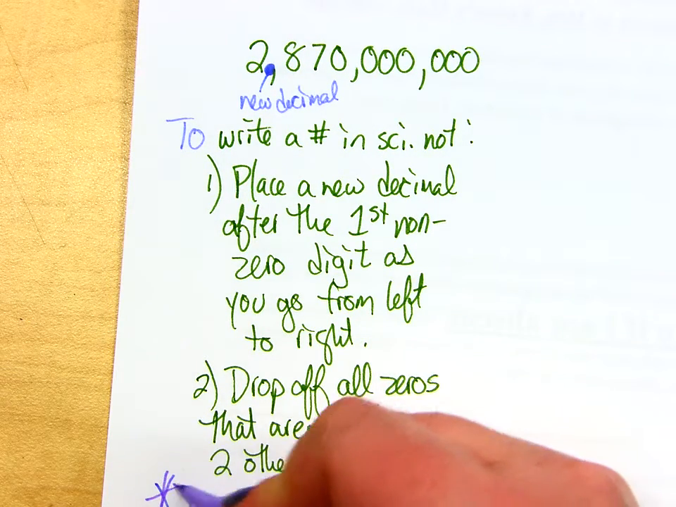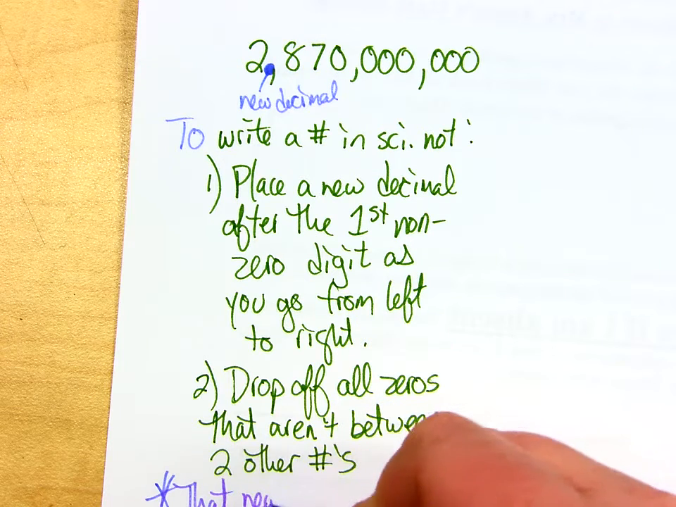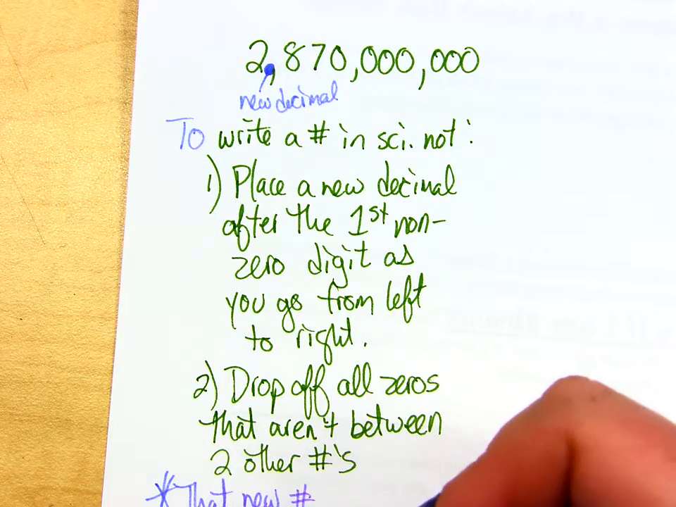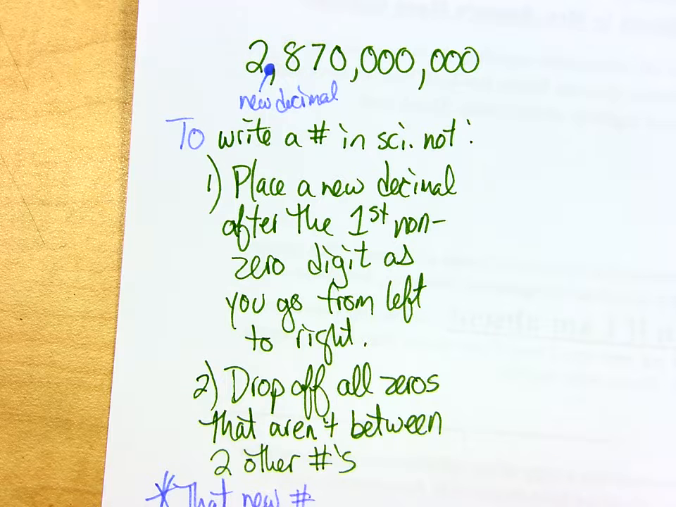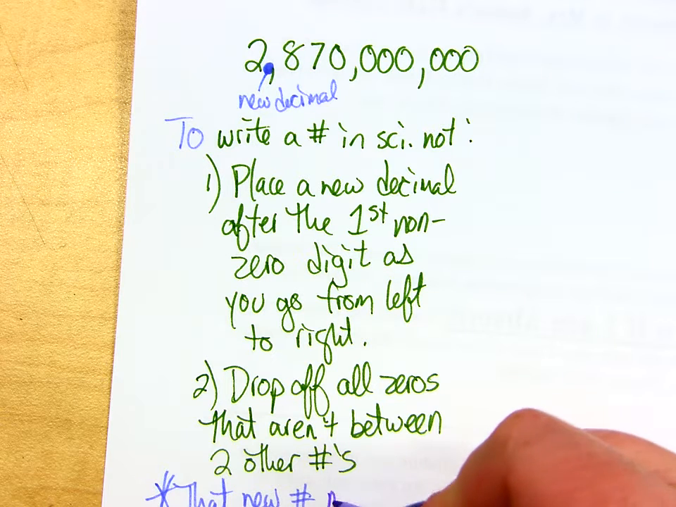Wait, I have a question. Wouldn't the first non-zero digit be, wait, what if you had 0002? Can't you just drop off all the zeros? Would it be a negative? What if you have a decimal and you want to change that? Or do you have to change it back to regular? Oh, if you had a decimal like .002, you would go from 2 to the negative whatever. Yes, we'll get there.